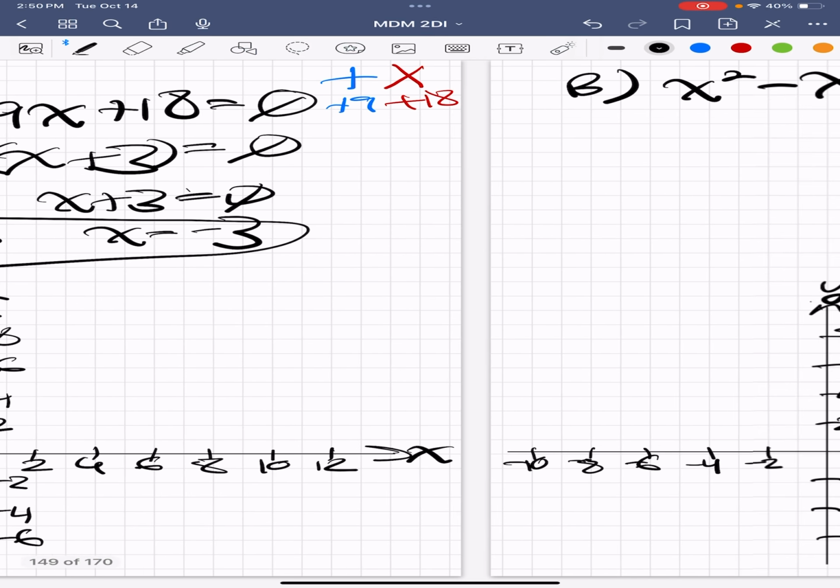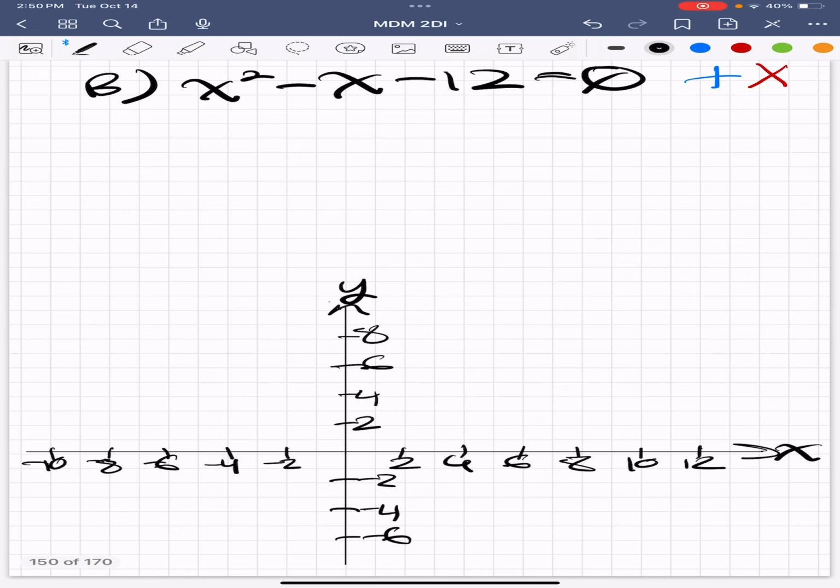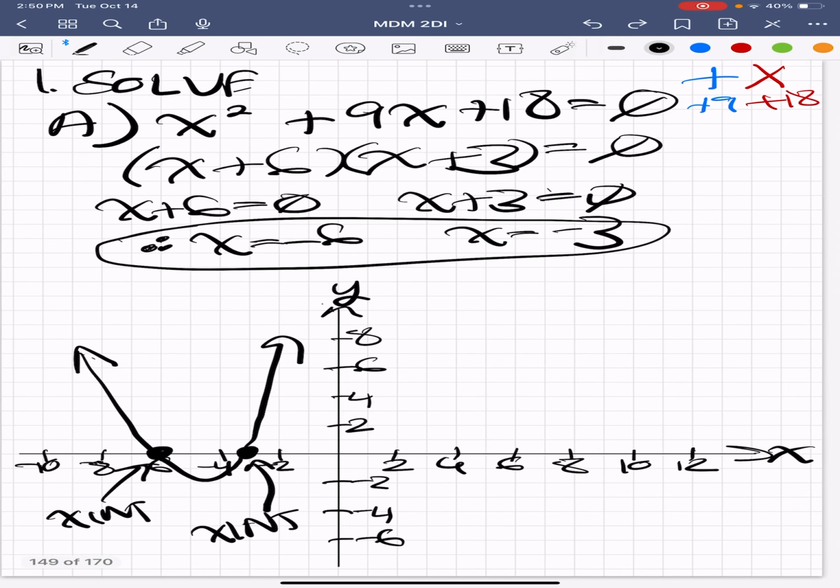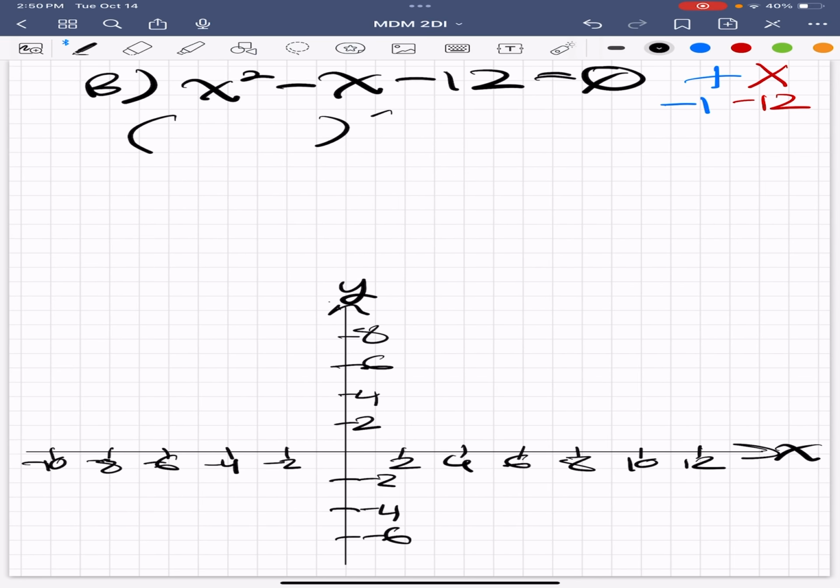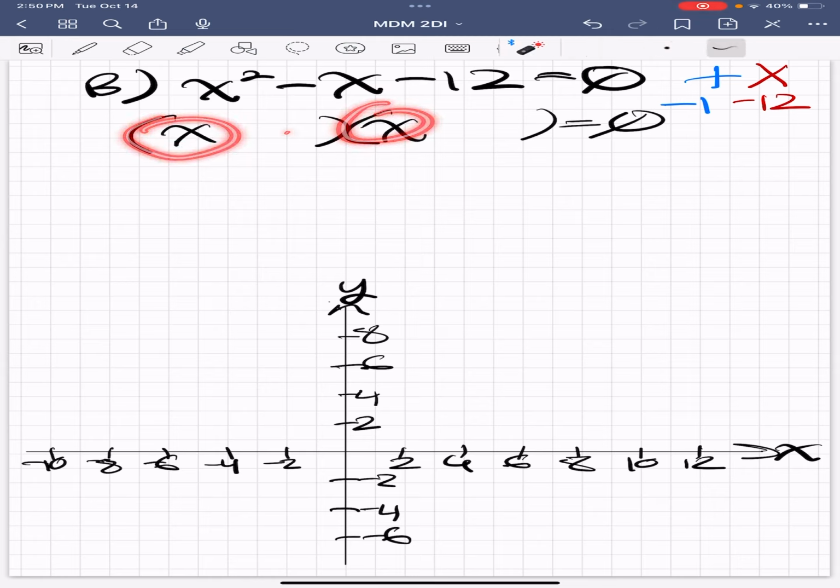Moving on. So we need it to add to negative 1, and it multiplies to negative 12. So we have our two brackets equals to 0. We have x and x. So we need to multiply x and x to get x to the power of 2. So we have plus 4, actually no. We have minus 4 plus 3.